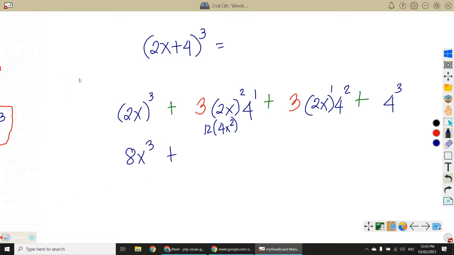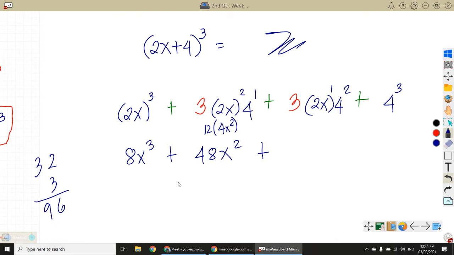Wala na ako ng 8. 48. Okay? 48x squared. Okay? Next one. Ito, 2 na to. Hindi na natin ito gagalawin kasi naka-raise lang naman sa 1. So, 4 squared is 16. Okay? 16 times 2 is 32. 32 times 3, we have 96. So, we have 96x plus 4 times 4 times 4 is 64.